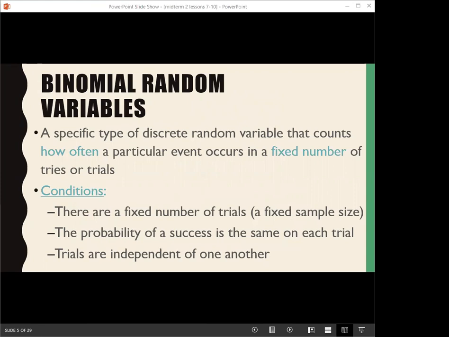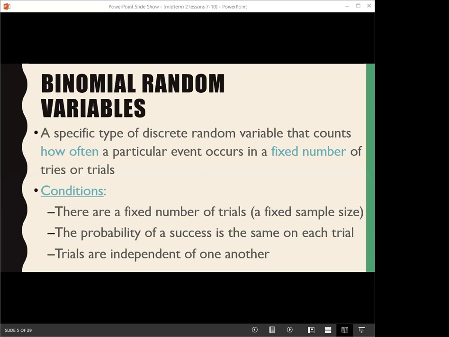First thing I'm going to talk about is binomial random variables, which is a specific type of random variable that counts how often a particular event occurs in a fixed number of tries or trials. For a variable to be considered a binomial random variable, it must meet all three of these conditions. There must be a fixed number of trials or a fixed sample size. The probability of success must be the same for each trial, and the trials are independent of each other.